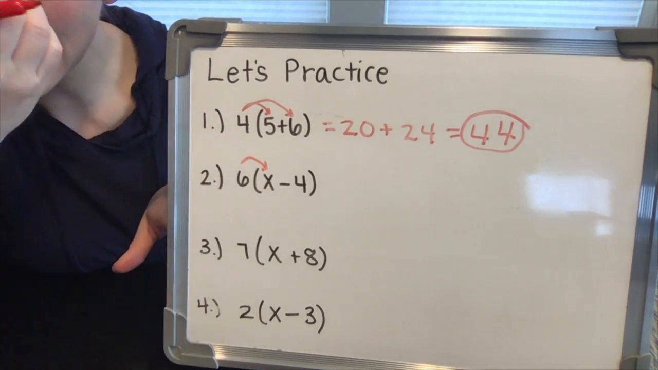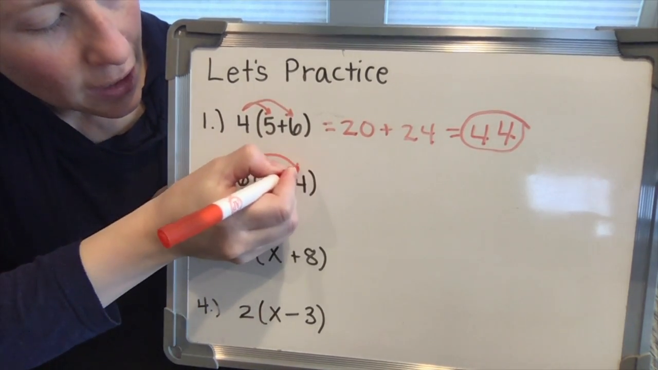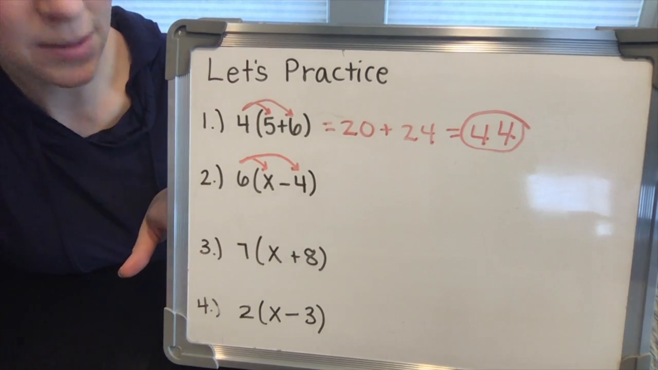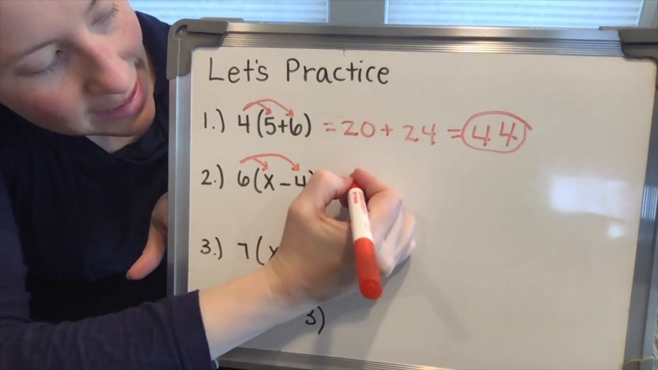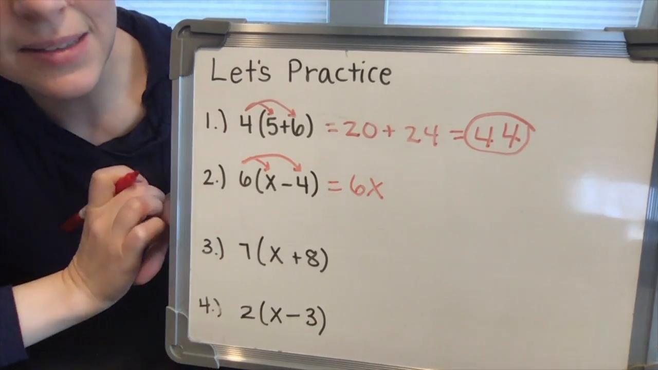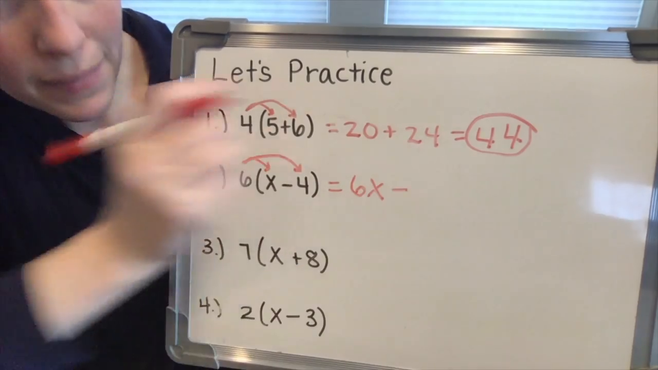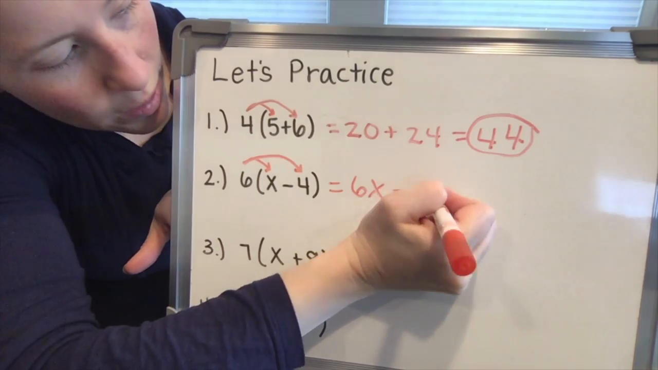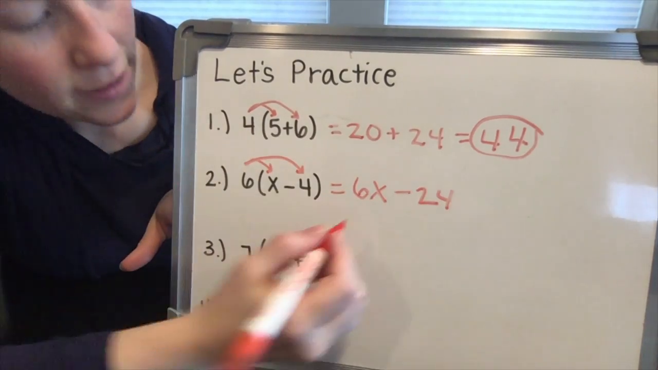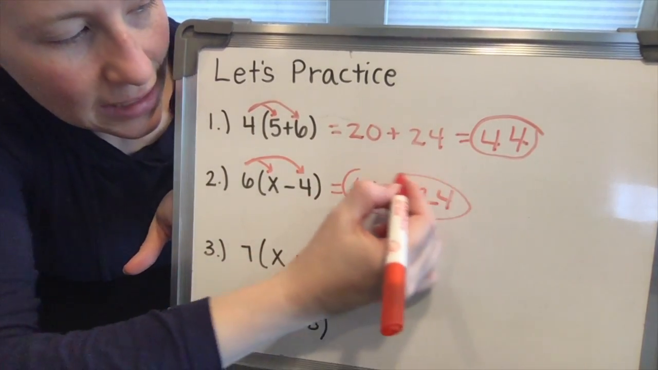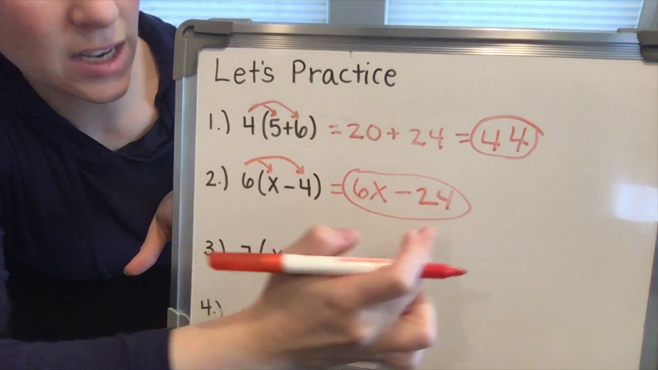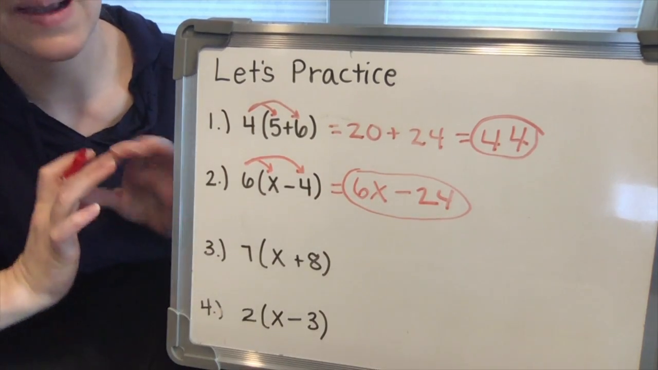6 times x is going to be my first part, and 6 times 4 will be my next part. 6 times x is 6 stuck to an x. I'm going to borrow my sign, which is a minus, and 6 times 4 is 24. This is my final answer because these are not like terms. Since we have a variable x here, but there's no variable x here, we can't combine them any further.